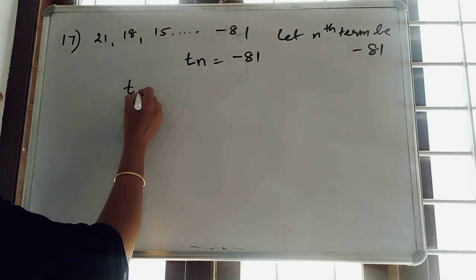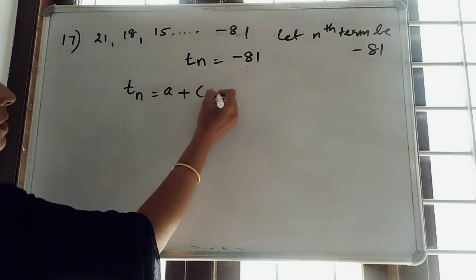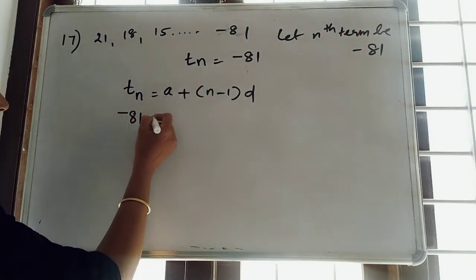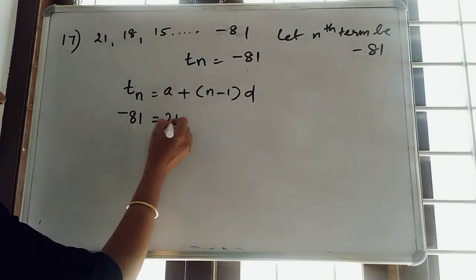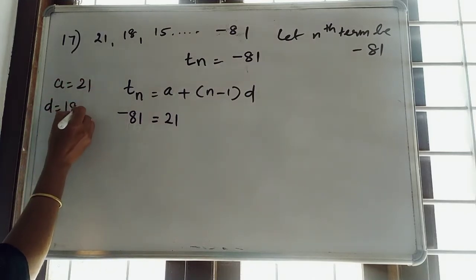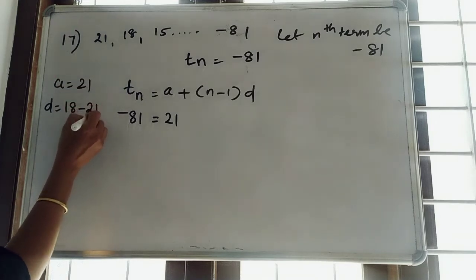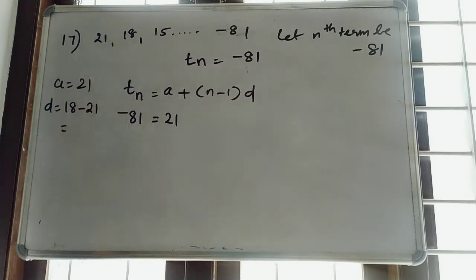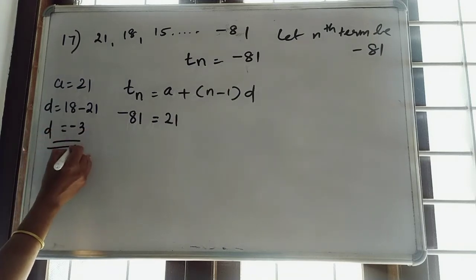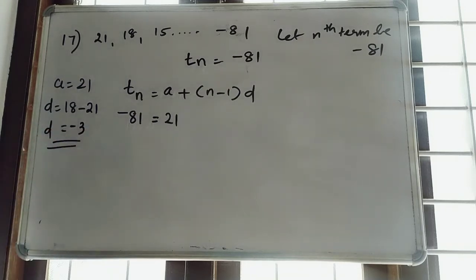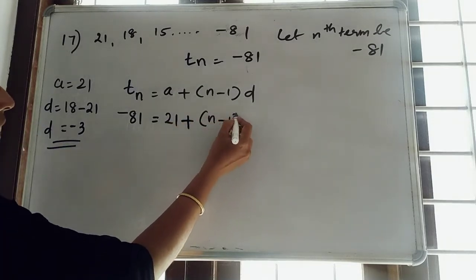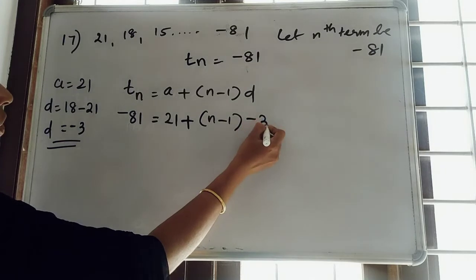So, we have the formula Tn is equal to A plus n minus 1 into D. Instead of Tn, we replace it with negative 81. What about A? A here is 21. D is equal to T2 minus T1, 18 minus 21, which is negative 3. So D is equal to negative 3. Then n we don't know.